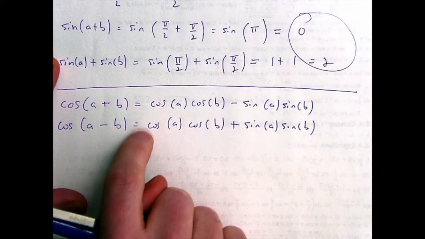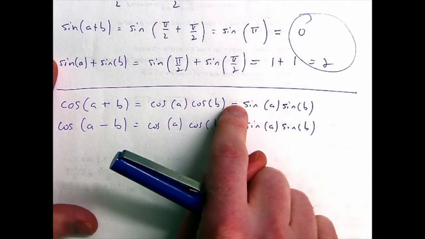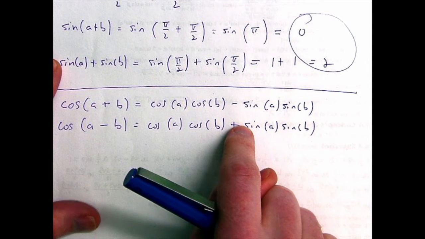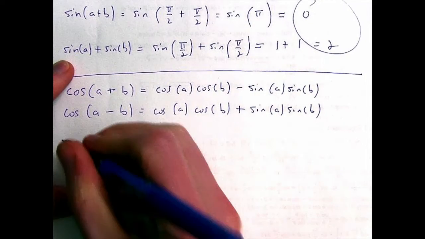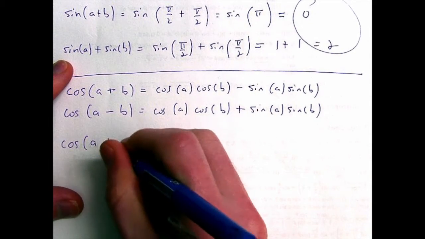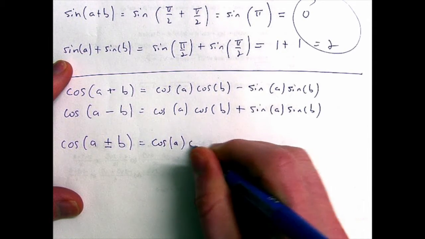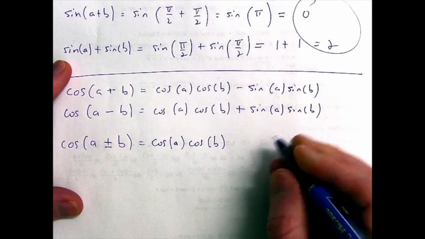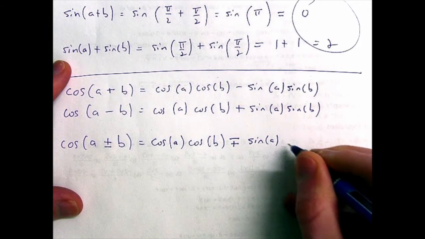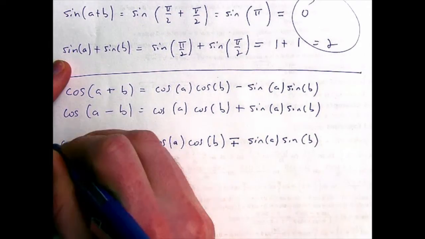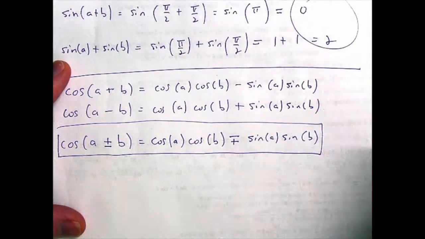If you notice, these two formulas are very, very similar. The only difference is that when there's a plus here, there's a minus here, and when there's a minus here, there's a plus here. Because of that, we often condense these two formulas into a single formula and simply write the cosine of A plus or minus B is equal to the cosine of A times the cosine of B, and then I'm going to write something a little strange, minus plus sine of A sine of B. And this is how I'll usually write this formula. This formula is the previous two formulas condensed into one.